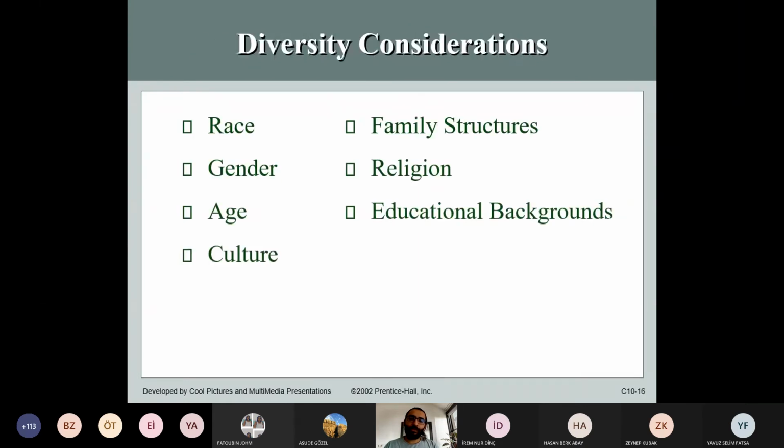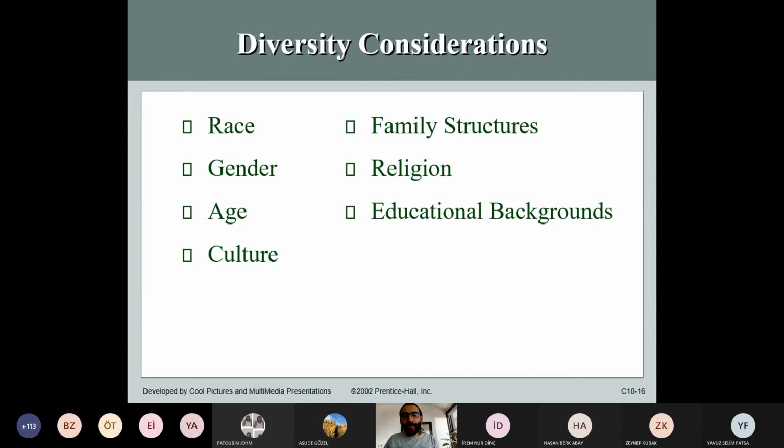Diversity is also an important consideration in the motivation factor: race, gender, age, culture, religion. I mean, we are living in a diverse community, right? We are living in a culture, in a country. There are many different cultures, many different people living in our country, and a business also respects them.